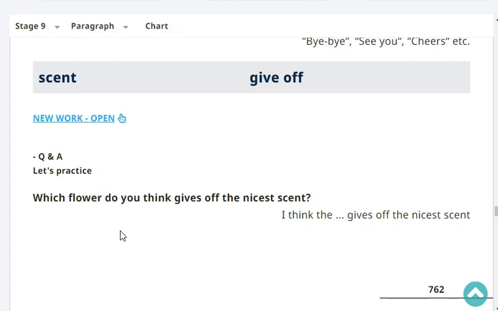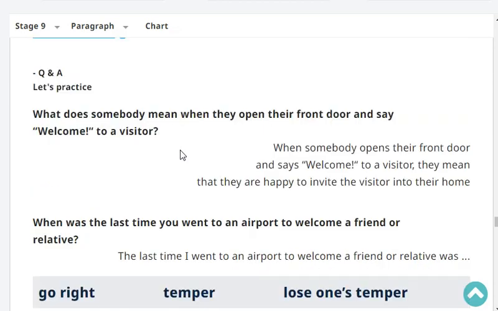I think the rose gives off the nicest scent. Very good. What does somebody mean when they open their front door and say welcome to a visitor?